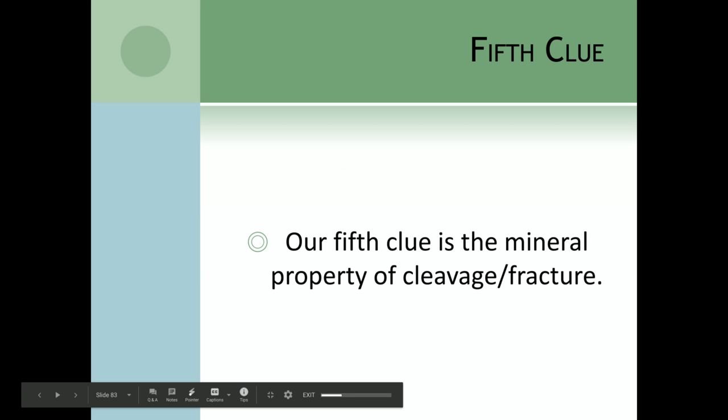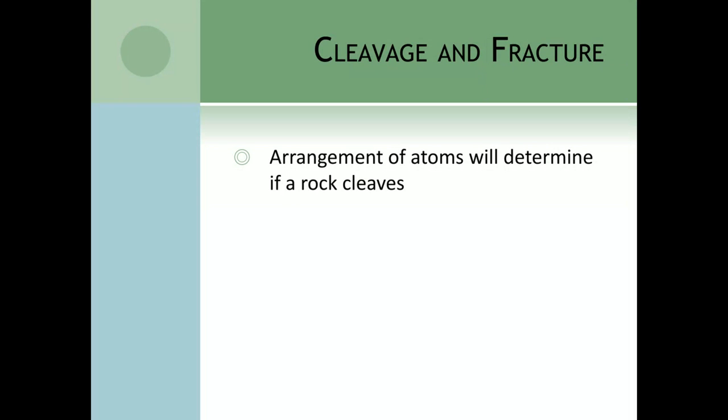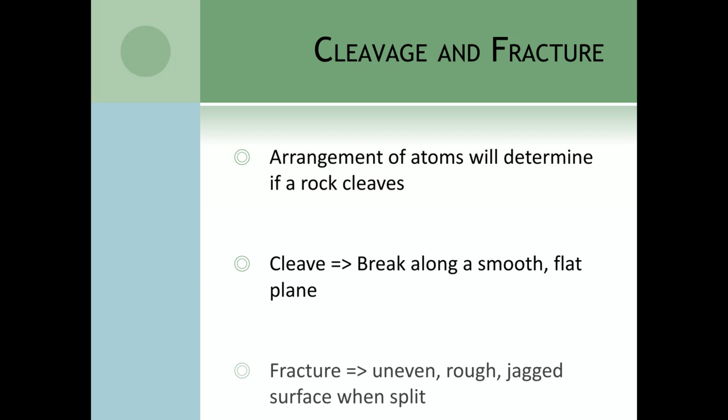Our fifth and final clue for mineral property is the property of cleavage or fracture. The arrangement of atoms, so crystal structure, is going to determine if a rock or mineral cleaves. The word cleave means to break open along a smooth, flat plane or smooth, flat surface. So, where a mineral is going to split open, if it's very smooth and flat, we call that cleaving or cleavage. If, however, when the mineral splits open, it is very uneven, rough, or jagged, we call that fracture.